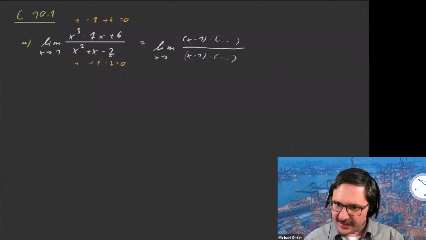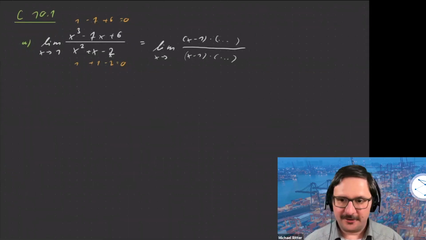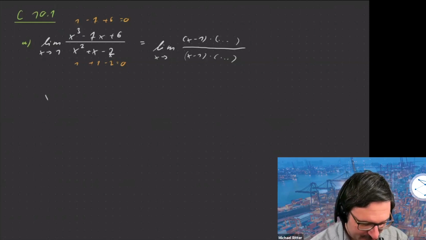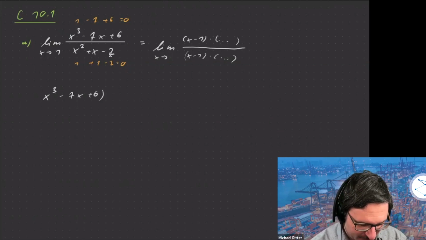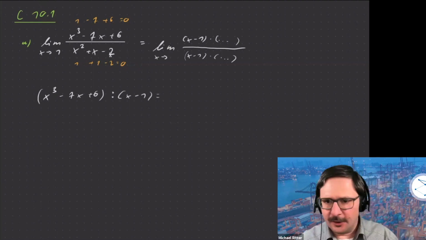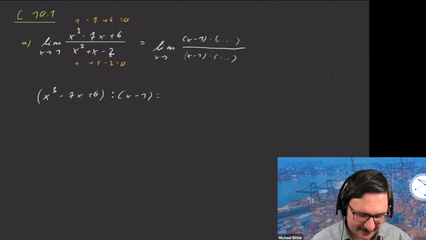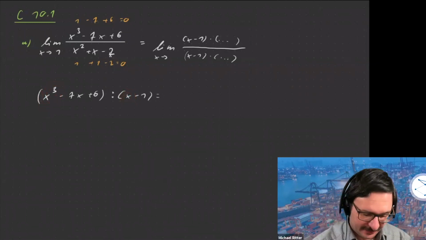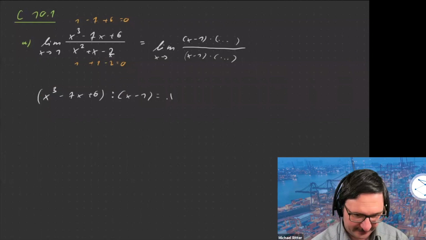So just for practice, I try to demonstrate that for these two polynomials here. So for the first one, we have x to the power of 3 minus 7x plus 6, and we want to divide that by the polynomial x minus 1. Now what I do is I'm trying to find a factor that multiplied with x yields exactly that leading factor here, x to the third. Of course, that factor will be x squared.